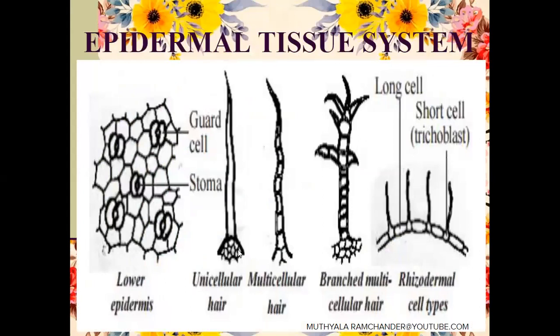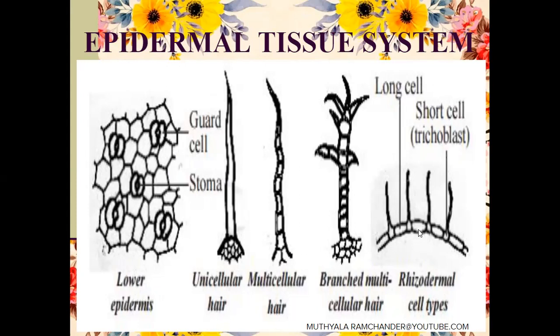The second epidermal tissue system is the hair-like structures. They are unicellular hairs, multicellular hairs, and branched multicellular hairs. Mainly, the majority of plants containing hair-like structures have them as ornamentals only. They look like ornamental structures. Rarely, unicellular hairs are filled with toxic chemicals, which protect the plants.